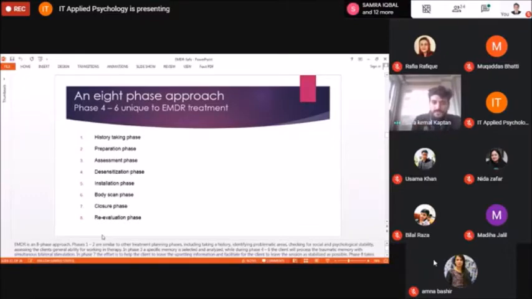In phase 3, we just target our memory. What are we going to deal with? What are we going to work with? Let's say it's the car accident again, and you start desensitization in phase 4. Phases 4, 5, and 6 are the EMDR itself. It is the moment that we apply bilateral stimulation several times.